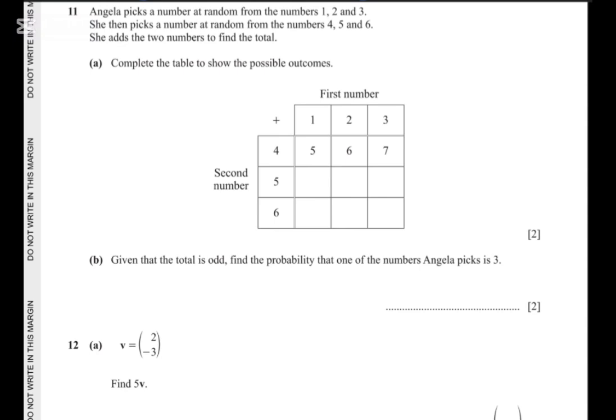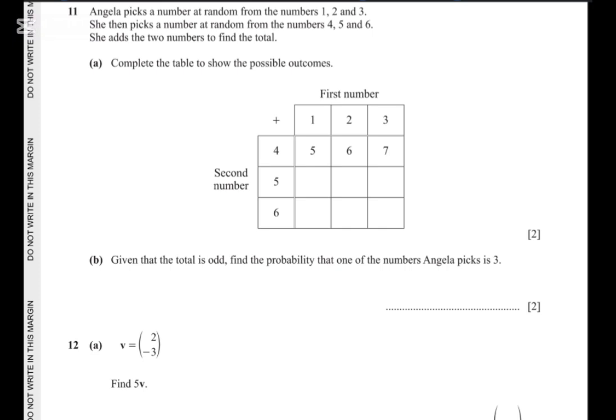Question number 11. Angela picks a number at random from the numbers 1, 2 and 3. Then she picks a number at random from the numbers 4, 5 and 6. She adds the two numbers to find the total. So she is picking from three numbers 1, 2 and 3 and again from another three numbers 4, 5 and 6. Then she is adding them. For question A, they are saying to complete the table for the possible outcomes. So this is the first number, this is the second number, 1, 2, 3, 4, 5, 6. The first column is done for us.